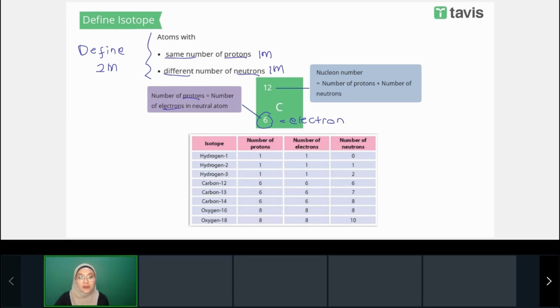How about nucleon number? This is a formula that you should remember. Nucleon number equals number of protons plus neutrons. Proton plus neutron, you get the nucleon number. Class, let's try to calculate the nucleon number together. How to get the nucleon number?